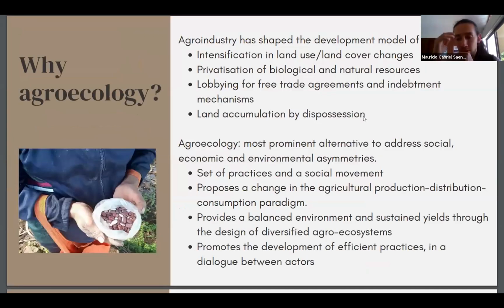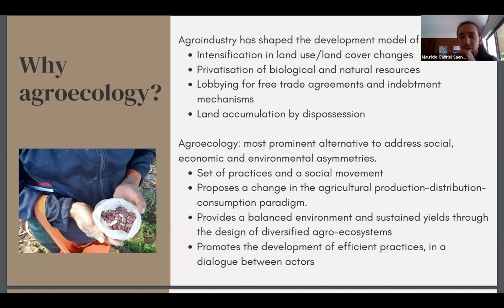As our colleague previously introduced, agroindustry has shaped the development model, especially in Latin America, where it has contributed to the privatization of biological and natural resources, intensified land use and land cover changes, lobbying for free trade agreements and indebtedness mechanisms, and land accumulation by dispossession of peasants. So agroecology has emerged as one of the most prominent alternatives to address social, economic, and environmental asymmetries. It is both a set of practices and a social movement, which proposes a change in the agricultural production, consumption, and distribution paradigm.